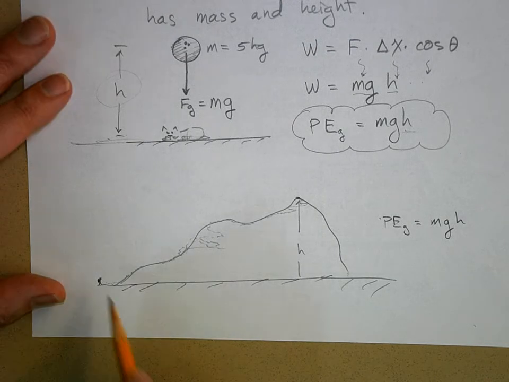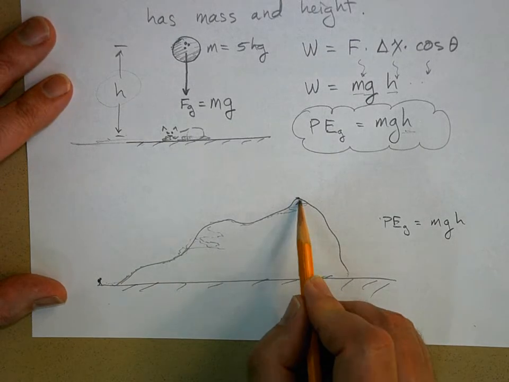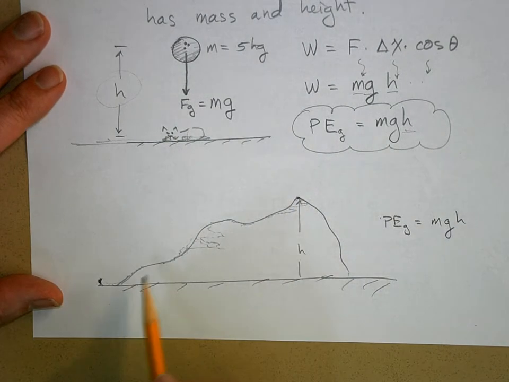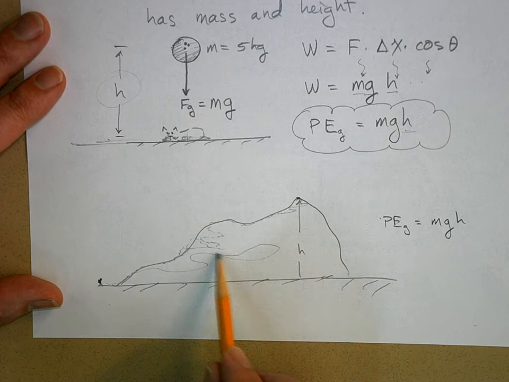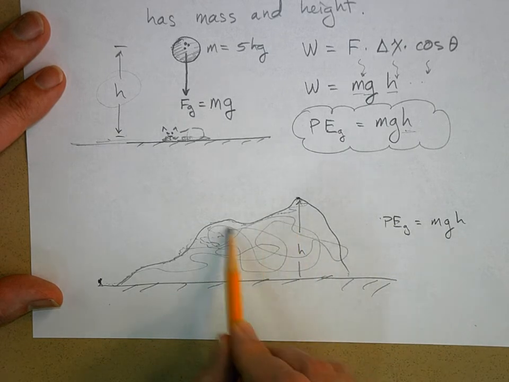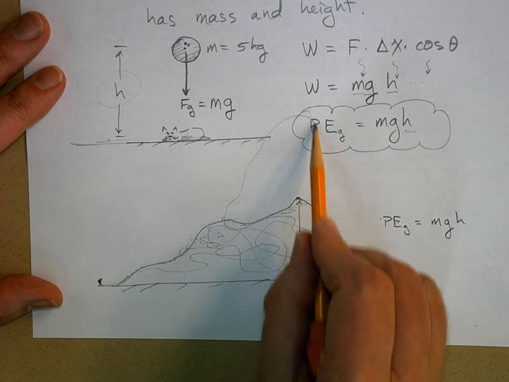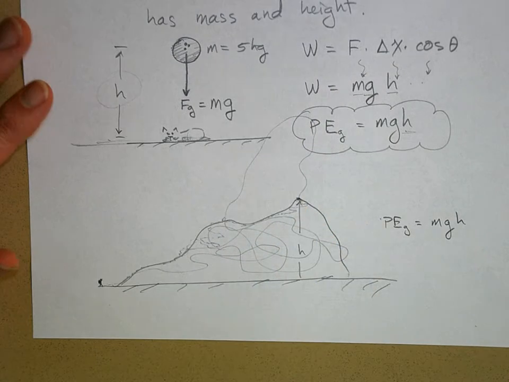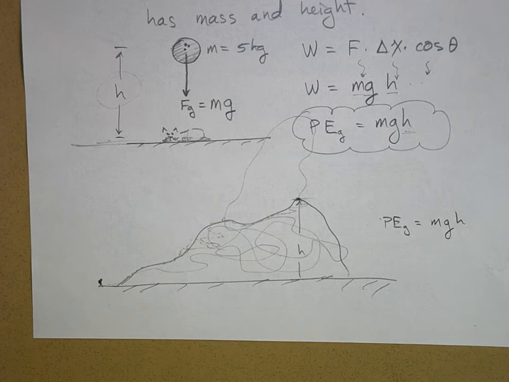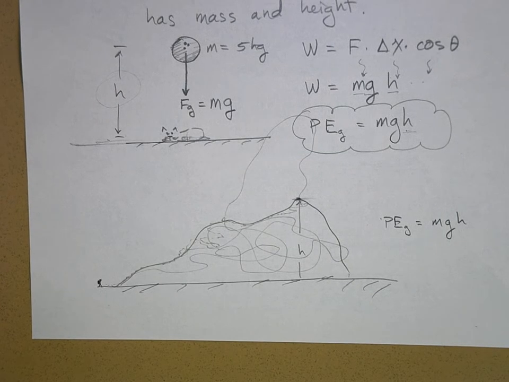To get from here up to here, you've added gravitational potential energy, and it does not matter what path you take. You could wander around this mountain all day and then take a helicopter ride and have them drop you off on the top. But if you get to the top, the work you did against gravity is the same. It's independent of the path.